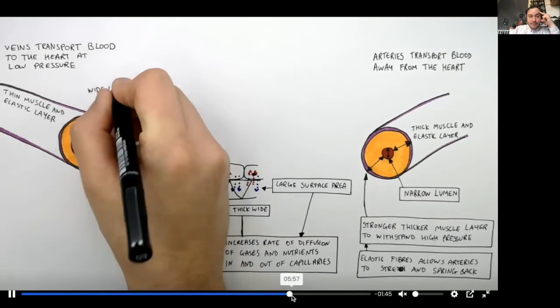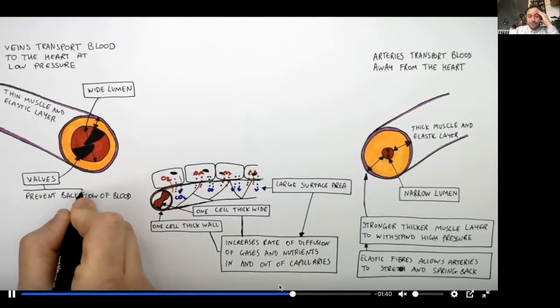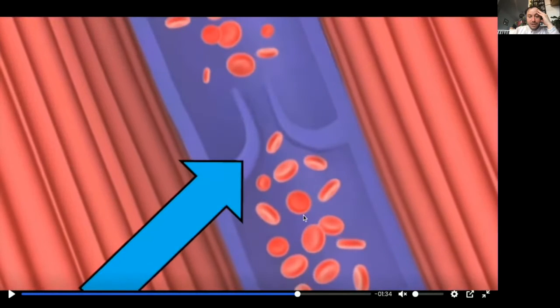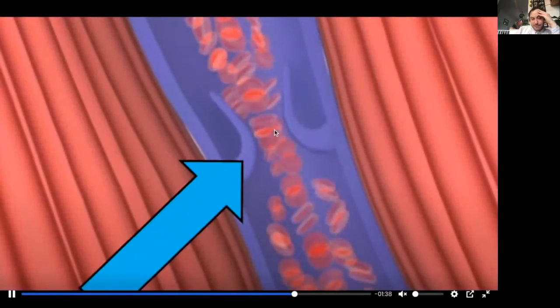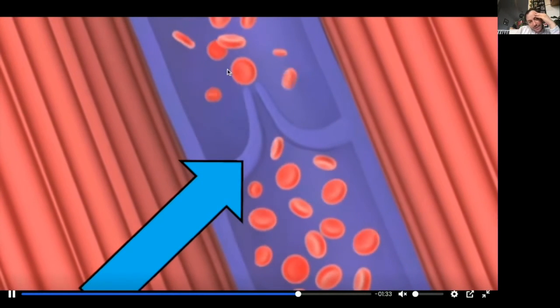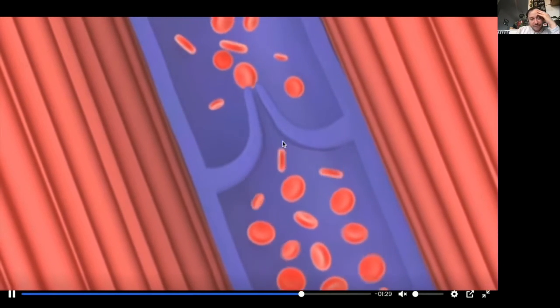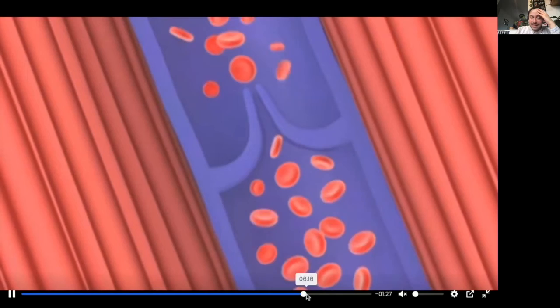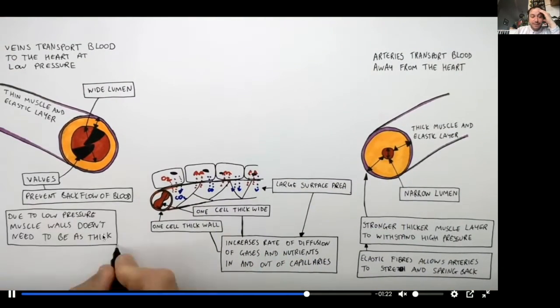And it's got a wide lumen and with valves. Let's show what the valves do. Can you see here in this vein, because blood is being transported at a low blood pressure, the valves are needed to prevent the backflow of blood. It's that simple. So due to the low pressure, muscle walls don't need to be as thick, but they do need valves to prevent the backflow of blood.